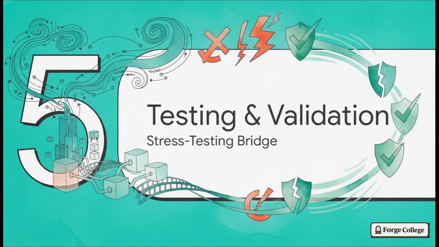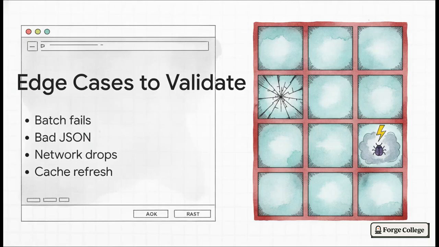Section 5. Testing and validation. Stress testing the bridge. Now that our architecture and error states are mapped out beautifully, it's time to put it to the test. You have to ensure your front end doesn't just fall apart at the first sign of trouble. So we validate a few key edge cases.